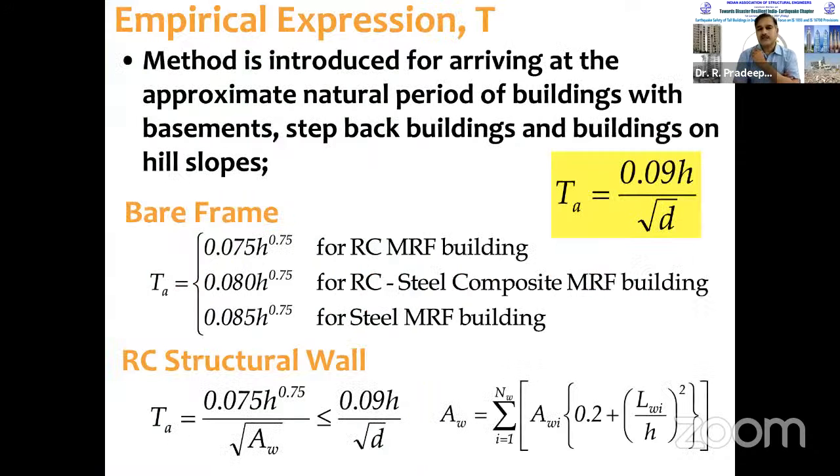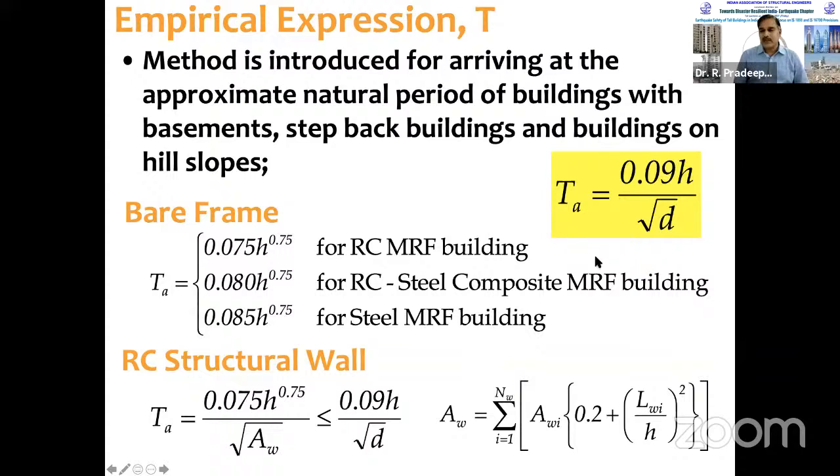So if we look at this one, the method is introduced for arriving at approximate natural period of buildings with basements, like step back buildings and buildings on slope. For all these things, what IS 1893's expression is, for bare frame, it is given as 0.075 h raised to the power of 0.75, that is RC moment resting frame building, and steel composite, like RC steel composite moment resting frame building. And if structural walls are there, empirical expression is given in this manner. And then for all others, TA is 0.09 h by under root d.